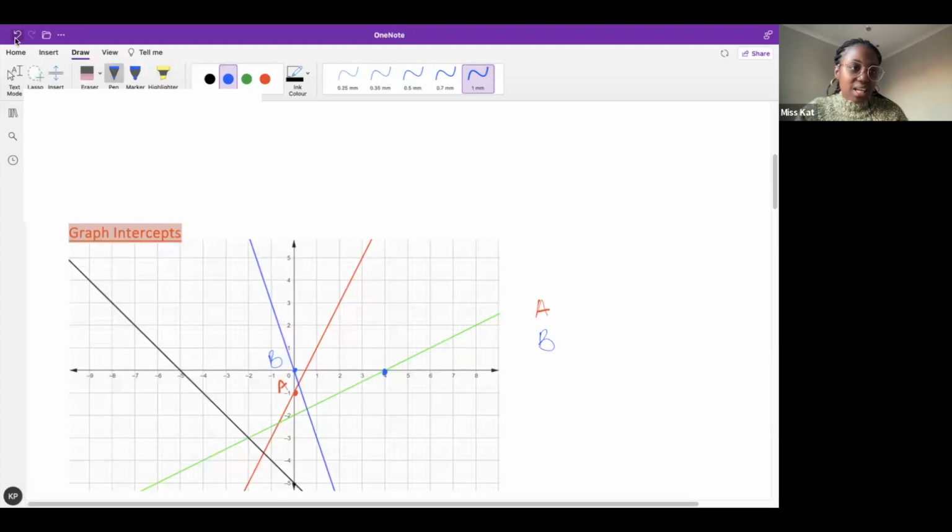Eesh, I said green and then I used blue. Old age, guys. Old age. Okay, let me just erase it.